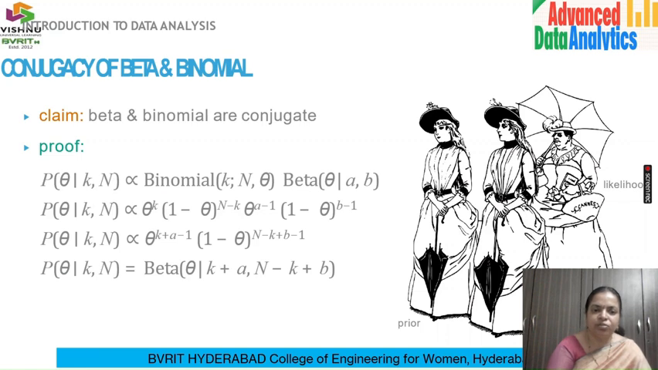Then the proof would be like probability of theta given k. Okay. So using binomial and beta values, you can find out the probability of theta given k in n number of samples.